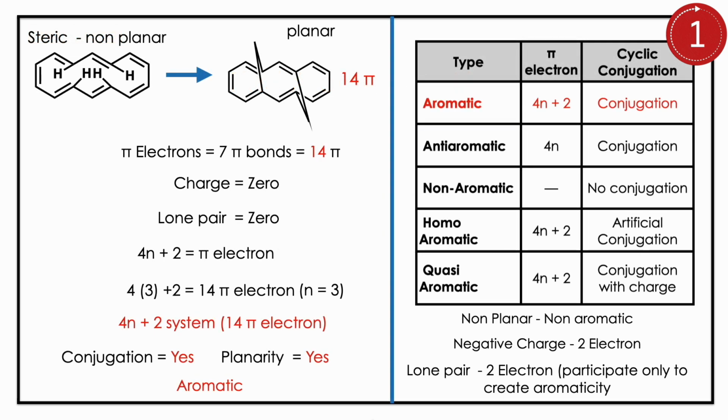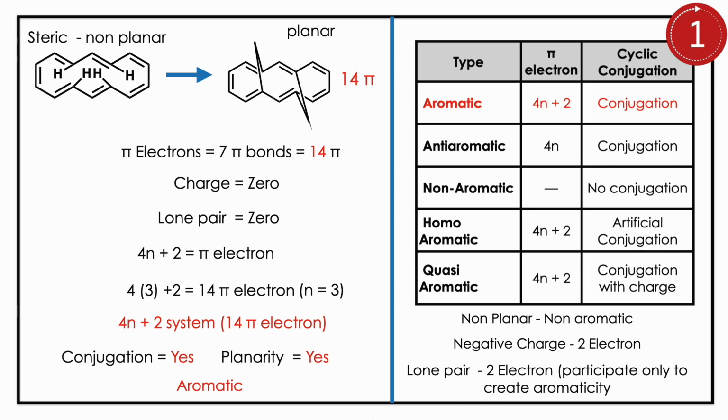Normally, without the carbon, the compound is non-planar because of steric hydrogen. The planarity is created by the methylene bridges. So it has a total of 7 pi bonds with 2 methylene bridges, and 7 pi bonds means 14 pi electrons. Charge is 0. Lone pair is 0. So it's a 4n plus 2 system with 14 pi electrons, where n equals 3.